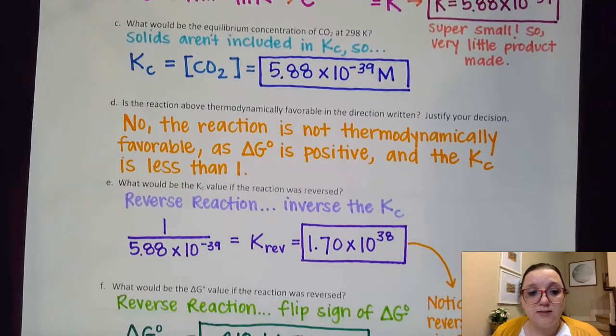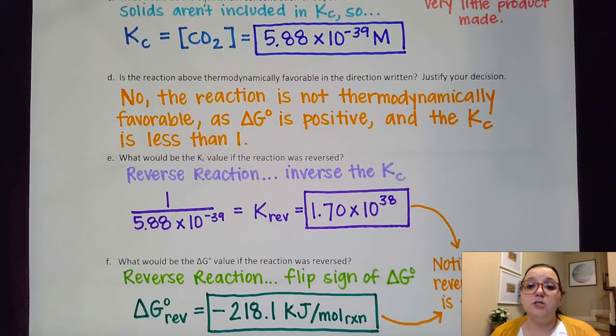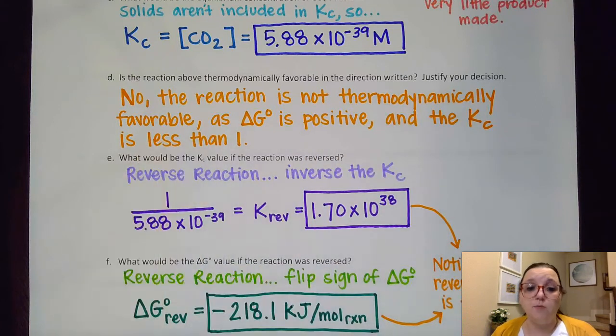So the next question asks, is this reaction above thermodynamically favorable in the direction written? Justify your decision. Now, we've already talked about in this unit one way we could answer this question. We can look at our delta G value. And we know that the delta G is positive, and so the reaction is not thermodynamically favorable in the way that it's written. But now we have a second way that we could justify this. You could also justify by saying that the Kc is less than 1, and that would mean that it's more reactant favored, and so it's not favorable in the direction that's written from a thermodynamic standpoint.